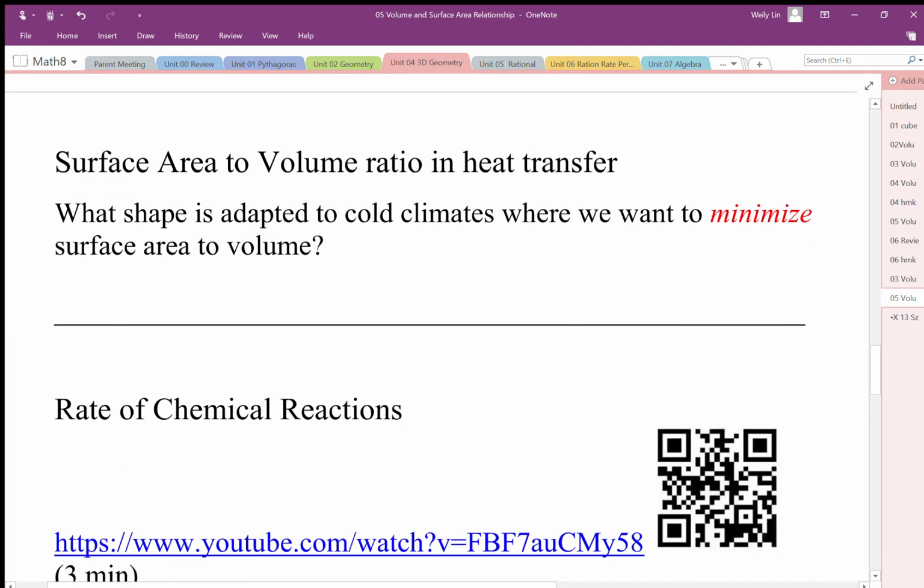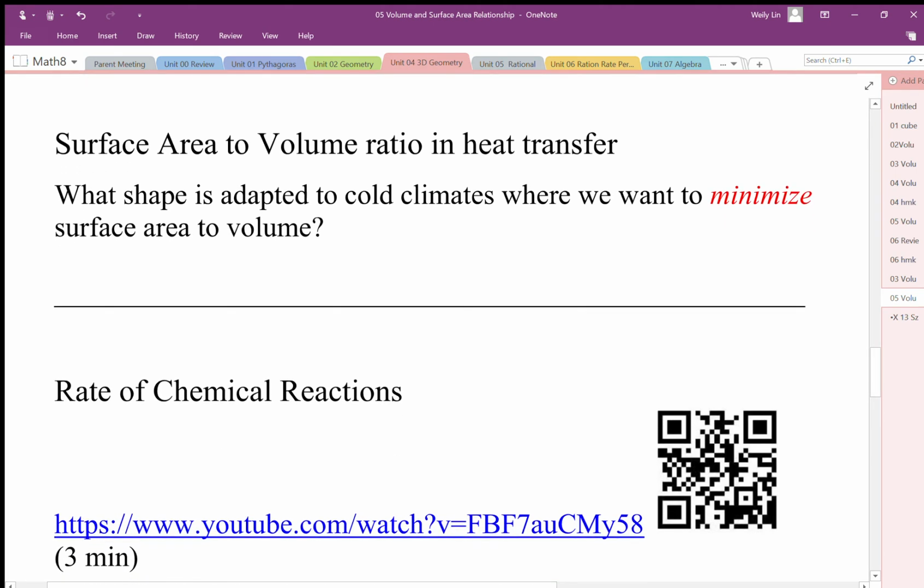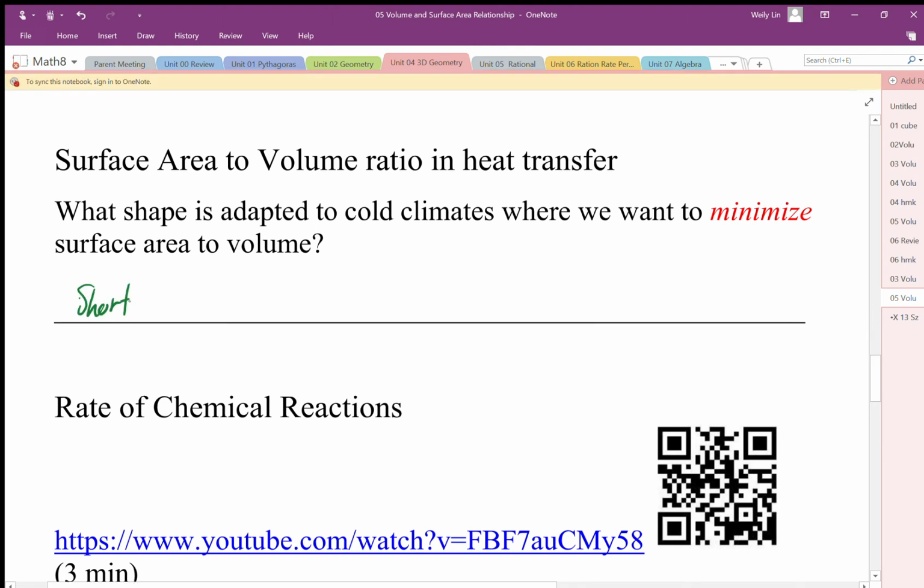So when we look at surface area to volume ratio and heat transfer, what kind of factors do things in cold climates use to adapt themselves to the cold so they have less heat transfer? They want to minimize the surface area to volume ratio. So the types of things that they do is they're smaller, more compact. So they're shorter and more compact.